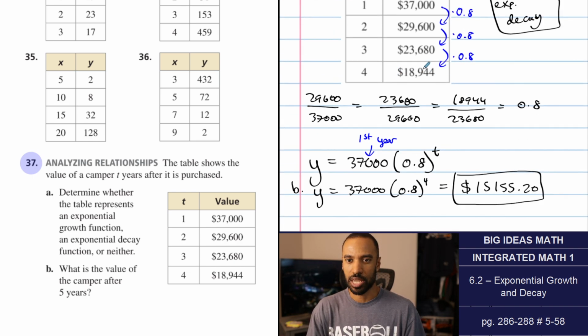The second easy option is take this number times 0.8, like literally. I could just do that value times 0.8. So if I go to here, because that's the 5th year, right? The 4th year was there. And if I do 18944 times 0.8, I should get that same answer as this one.